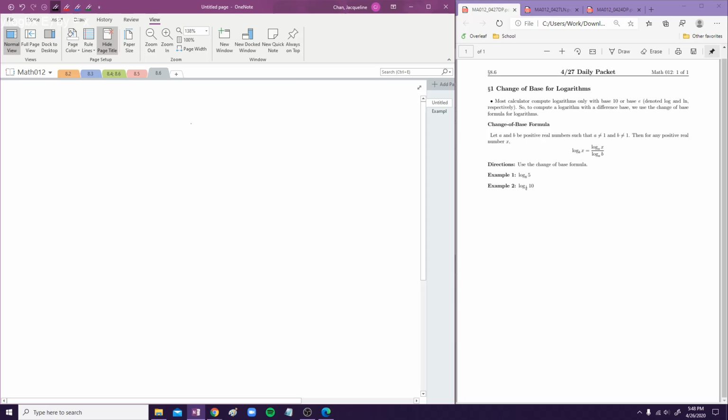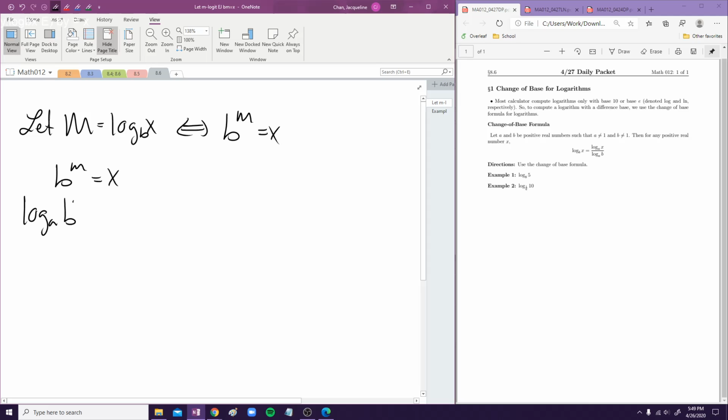So, but how do we get this change of base formula? Let me show you. Let m equal log base b of x. So using this, what do I know? I know that this is equivalent to b to the m is equal to x. Okay? So if I start with b to the m is equal to x, and I take the log base a of both sides, I'm allowed to do that as long as it's balanced.